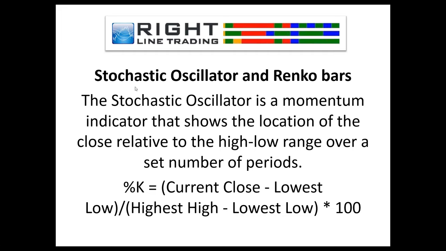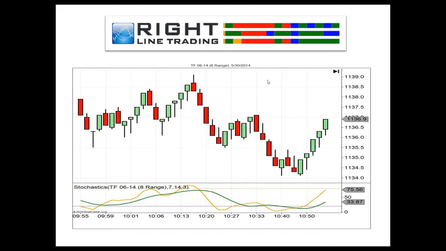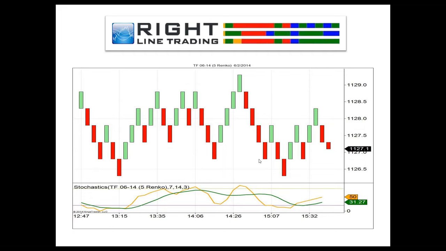Now, I've seen a lot of software that uses a stochastic with standard Renko bars. Now, if you'll notice, these are range bars. Now, the range bars have a high, a low, an open, and a close. And this stochastic line, the yellow line is the K line, is accurate. But I've seen a lot of software use a stochastic on Renko bars. Now, this is how far off and how broken, unfortunately, this industry is. Now, the Renko bar doesn't have an open or a close. It just has a high and a low.